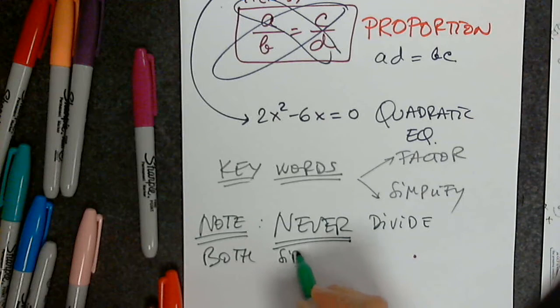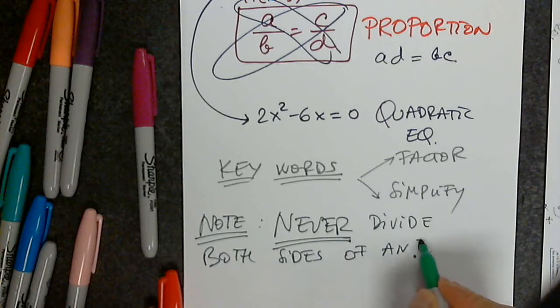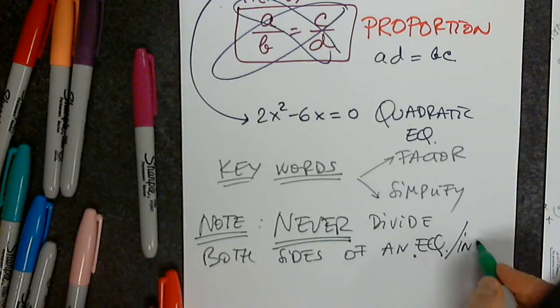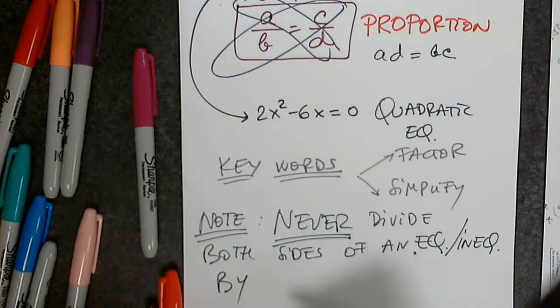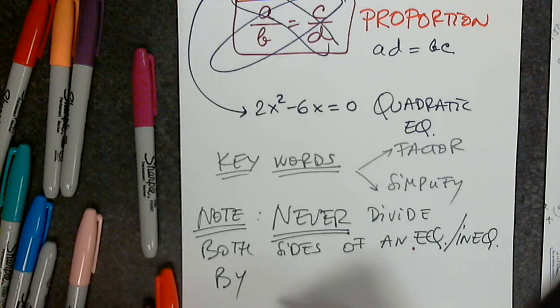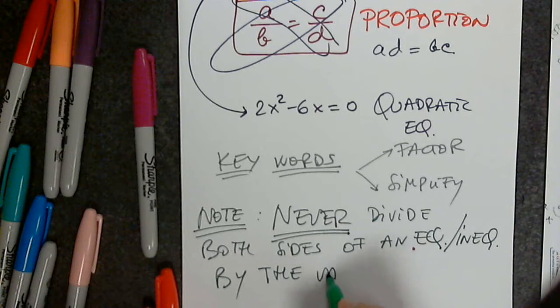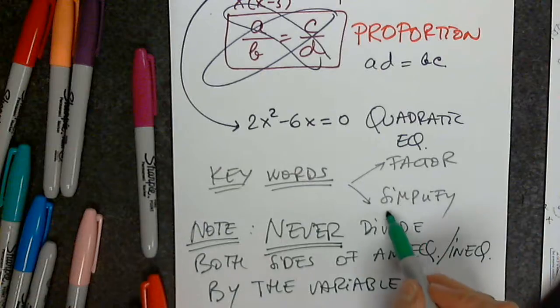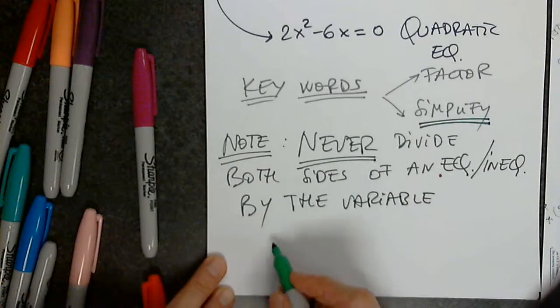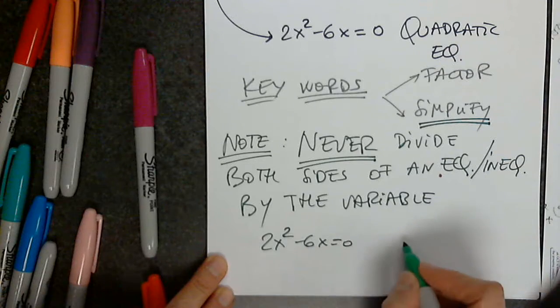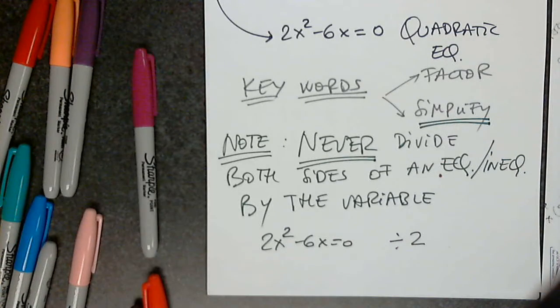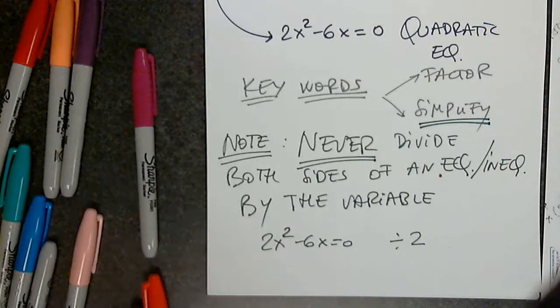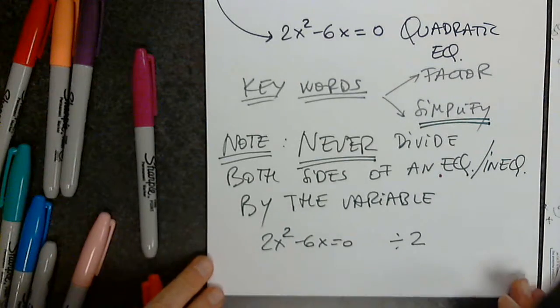both sides of an equation or inequality by an expression having the variable, by x or x minus 2 or x plus 5 or 2x squared, by the variable. Never. We're factoring, right? But I want to simplify. You can factor if you want to. I cannot simplify by x, but I can simplify by 2. I will factor, but I want to simplify.